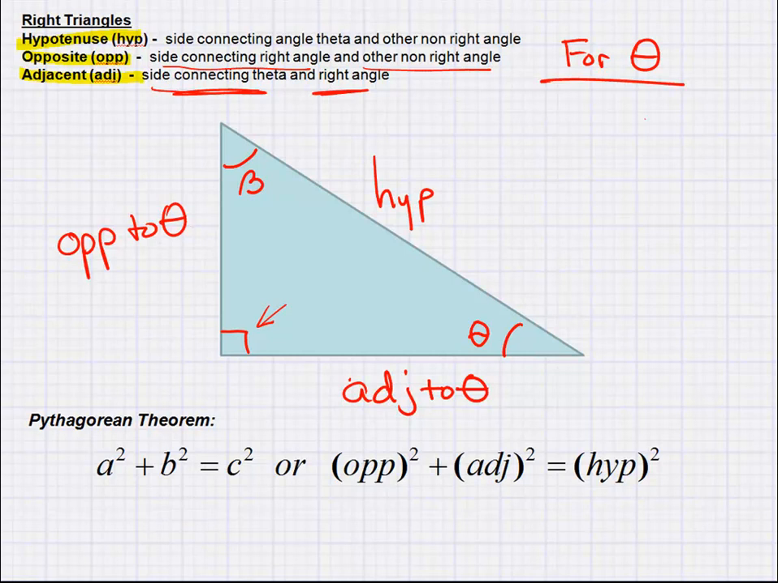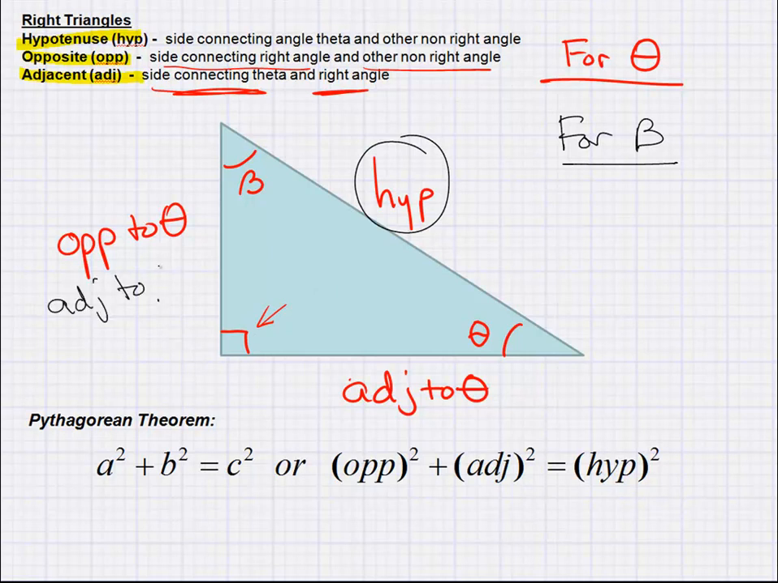Now if I'm looking at beta, the hypotenuse is still the same hypotenuse. This is the side that touches the 2 angles that aren't right angles, the side opposite the 90-degree angle. But this side here is going to be considered the adjacent side to beta. This is the side that touches my angle, beta, and the 90-degree angle, connecting those 2. And this would be considered the opposite side to beta. It's the side that doesn't touch beta.